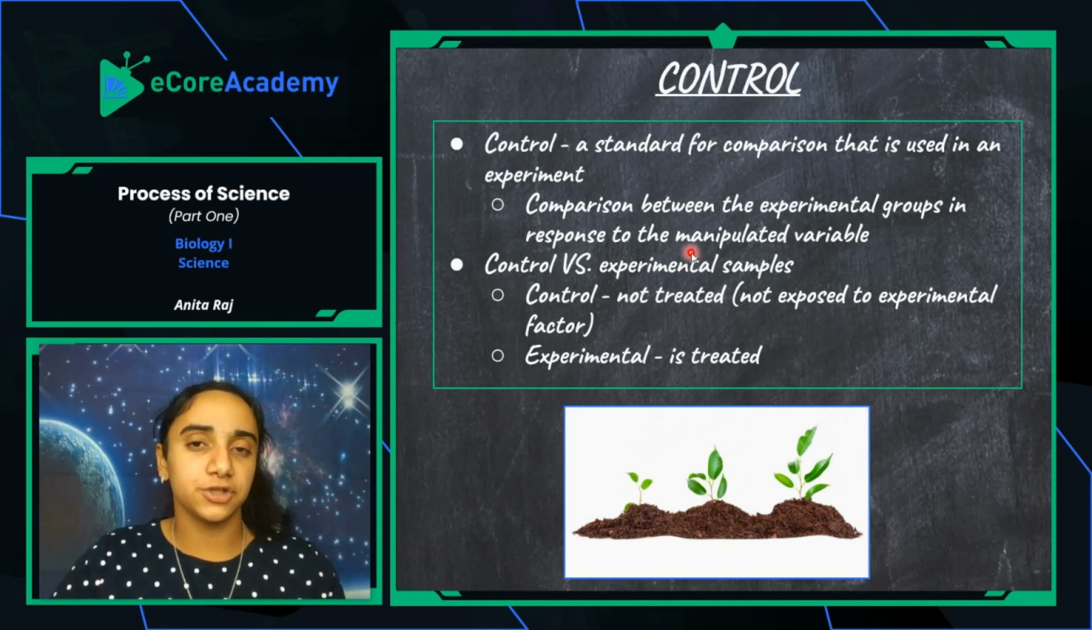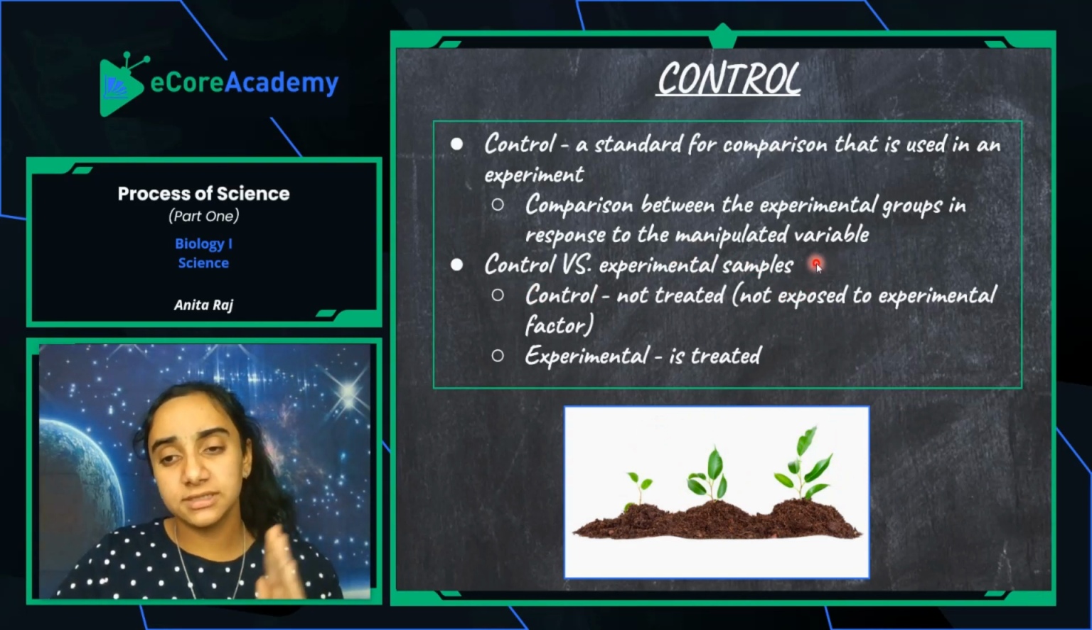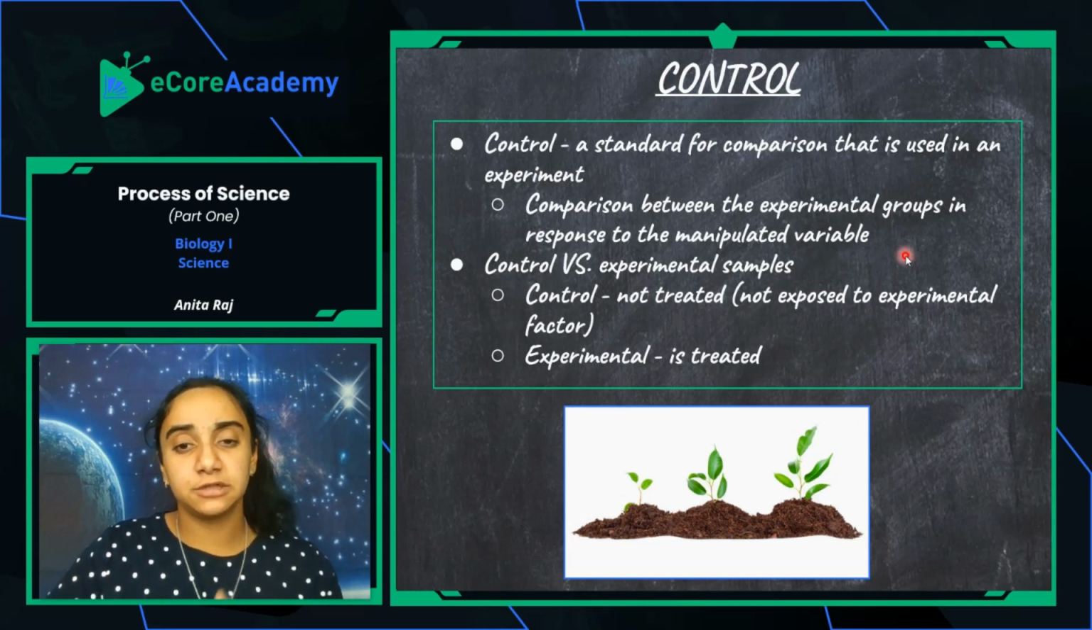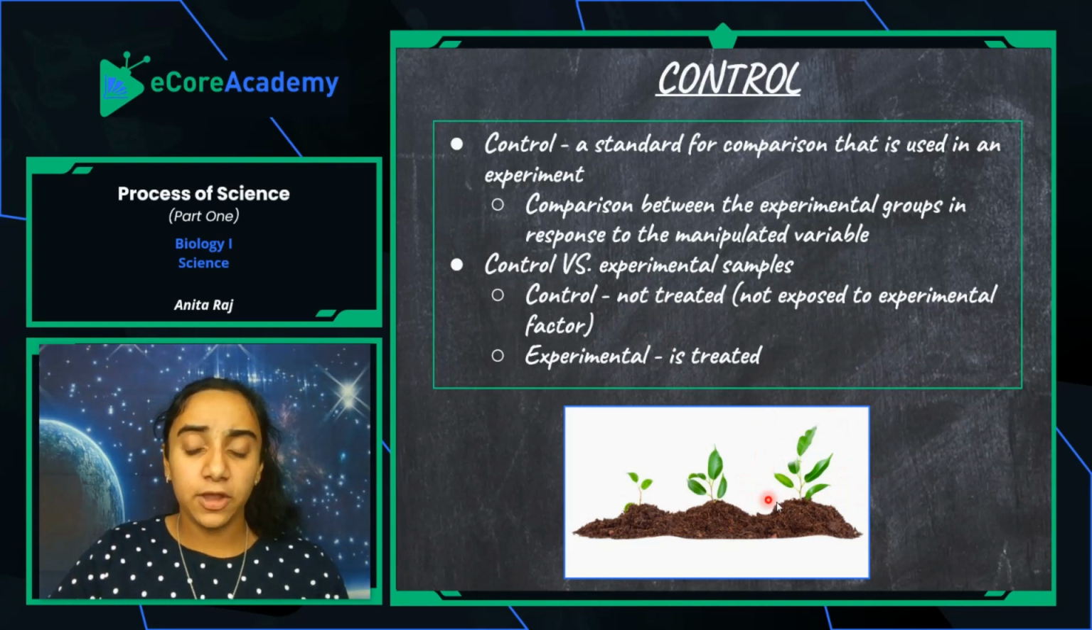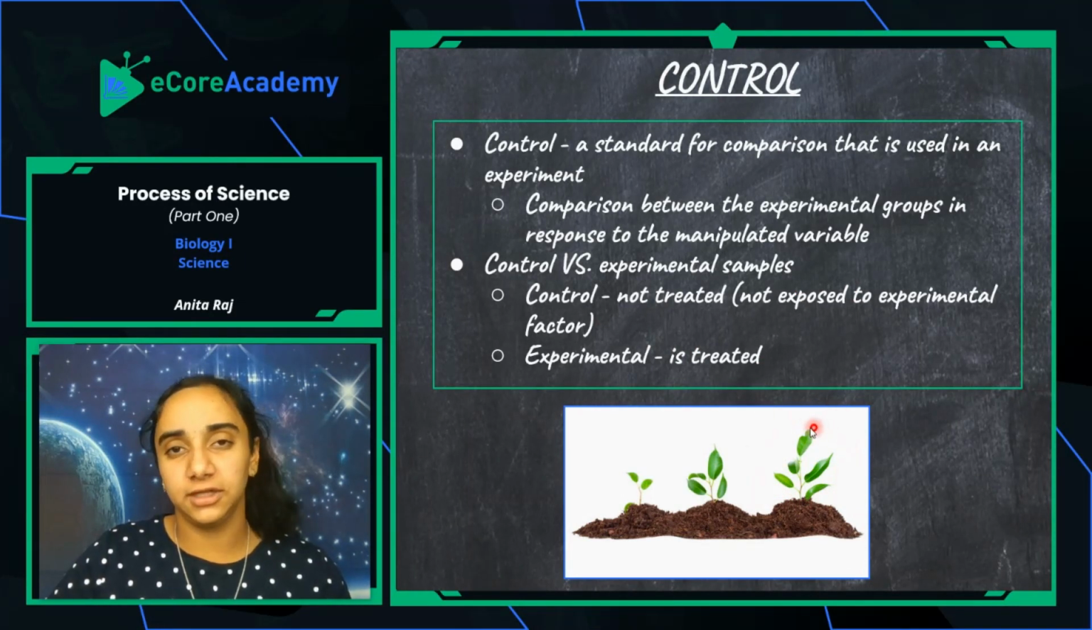And we're doing that by measuring the dependent variable. Like I touched on, the control versus the experimental sample. So this is what is different. The control is not treated, as it's not exposed to the experimental factor. In this case, you can think of it like plant A over here is not exposed to abnormal amounts of water. It's given the standard 0.5 liters.